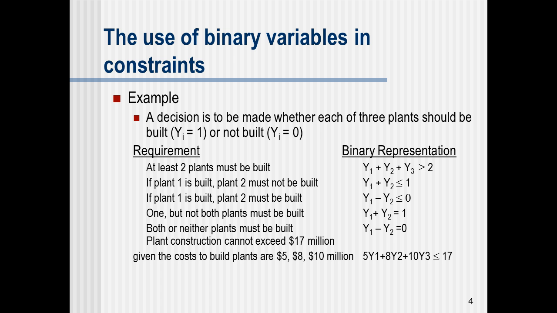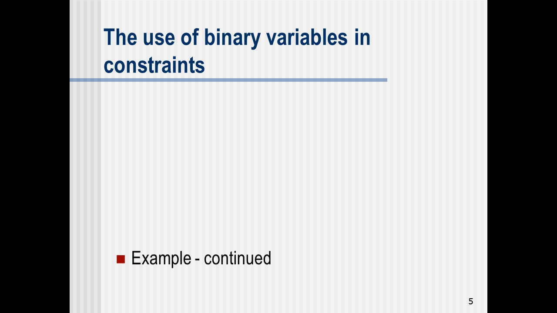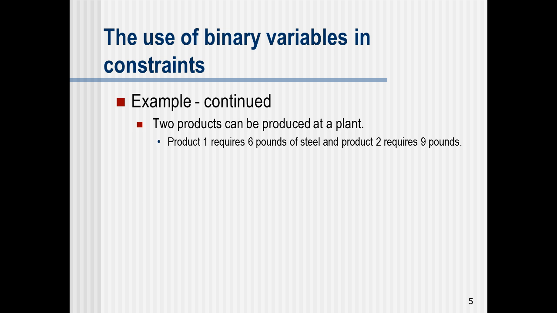If it's binary, Y1 is either going to be one of two values, 0 or 1. If we do it, 1 times 5 is 5 million. We incur the cost. If we don't do it, 0 times 5 is 0. We don't incur the cost. So that's what's very nice about binary. It's either on or it's off. It's either a 1 and it multiplies in, or it's a 0 and it doesn't. Okay? So project selection models are an excellent way to look at this.